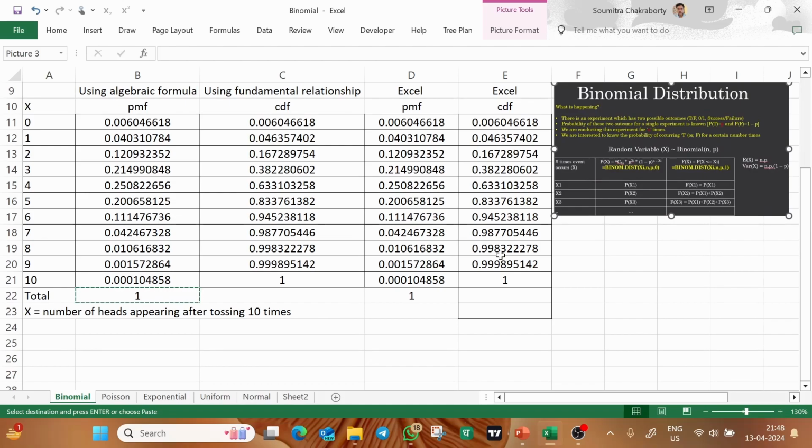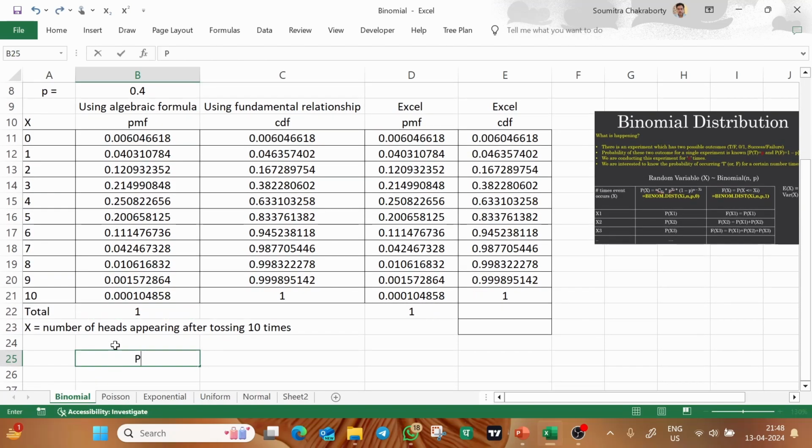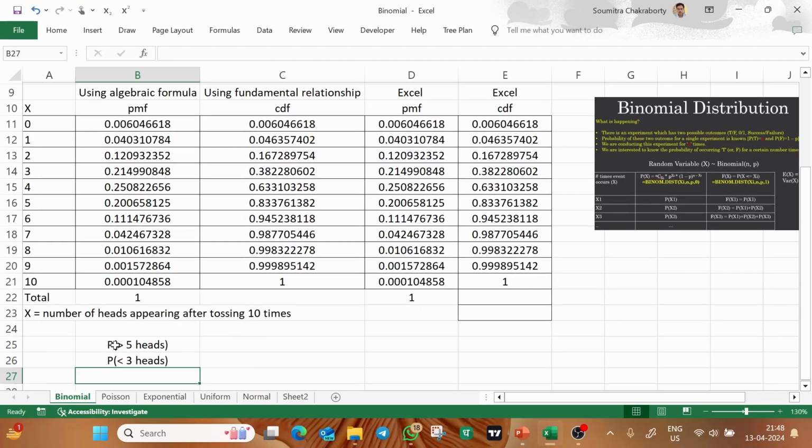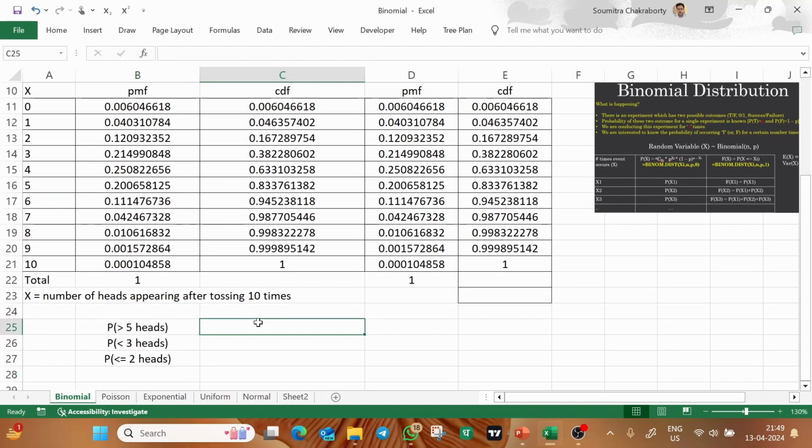So now you may encounter certain types of questions here. For example, probability of greater than 5 heads, probability of less than 3 heads, probability of less than or equal to 2 heads, this type. So how will you calculate probability of greater than 5 heads?